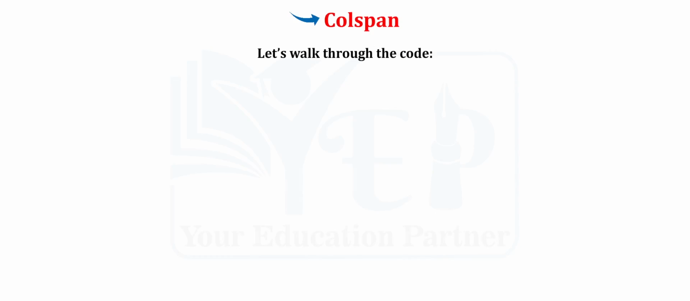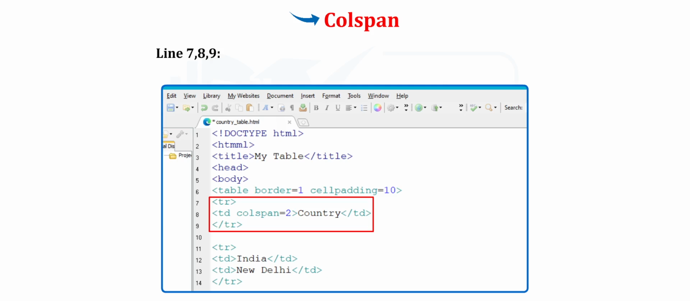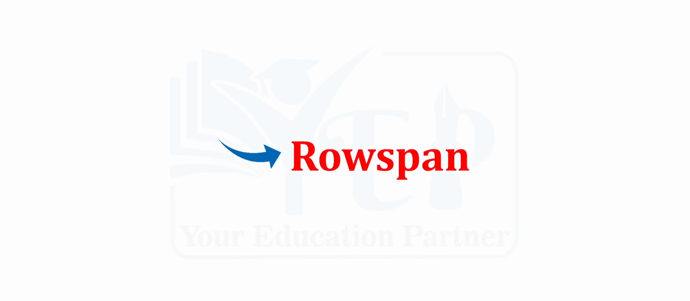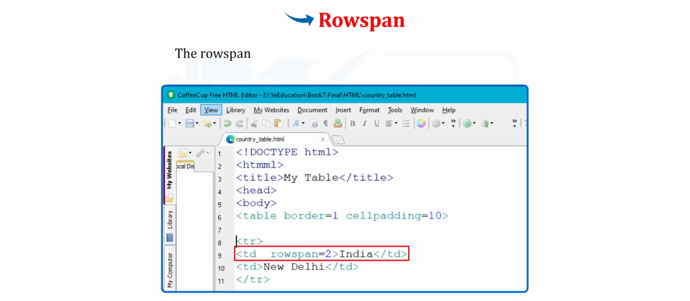Let's walk through the code. Lines 7, 8, 9. A new row with a new data item is added in the table. Line 8. The td tag contains the colspan attribute with value 2. This will make the cell span more than one column. Rowspan. The rowspan attribute will divide a cell into multiple rows. The number of divided rows will depend on rowspan values. Let's see the example that spans 2 rows.